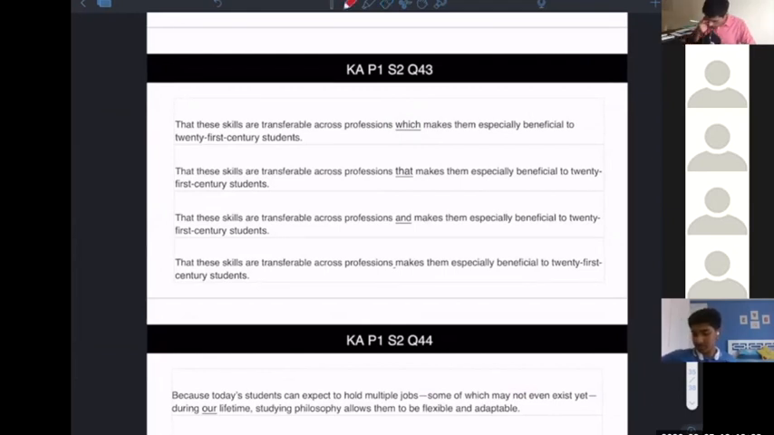So let's look at the sentence. We have a "that" starting. These skills are transferable across professions. So this goes all together because of that "that," right? If the "that" was not there, then "these skills" would be the subject and "are transferable" would be the verb. But because of "that," all of this becomes one, and so the "that" refers to all of this. The verb in this case is "makes."